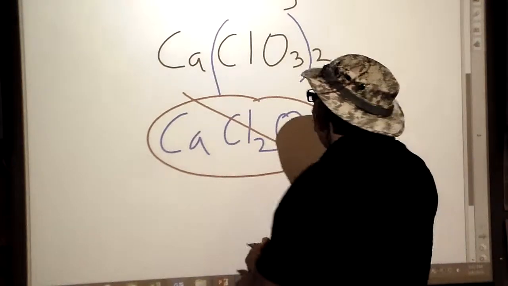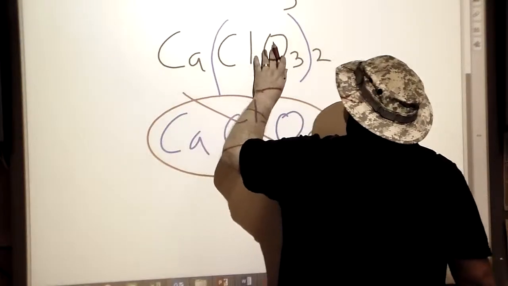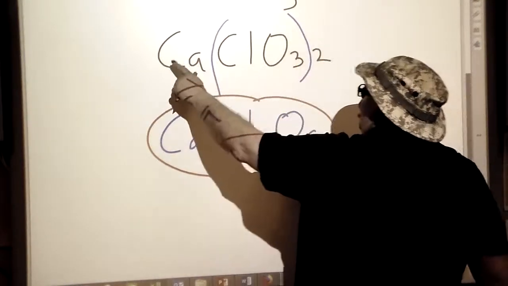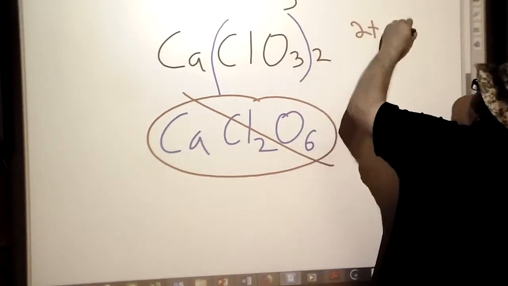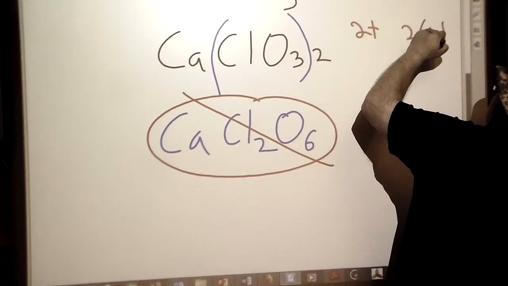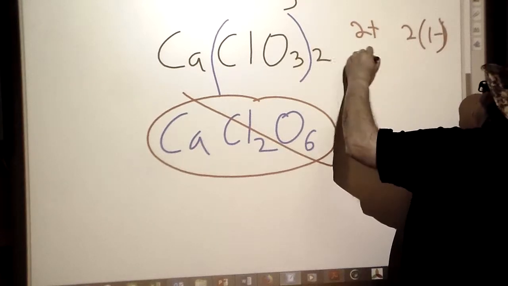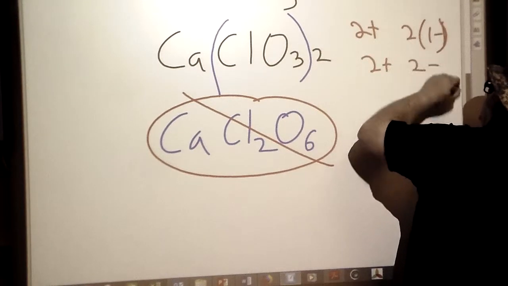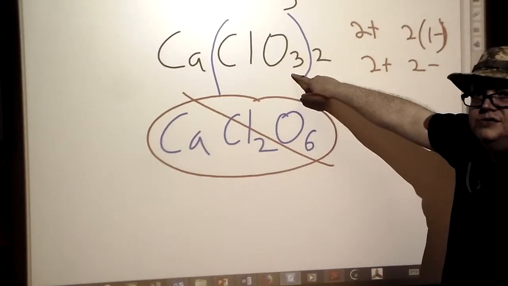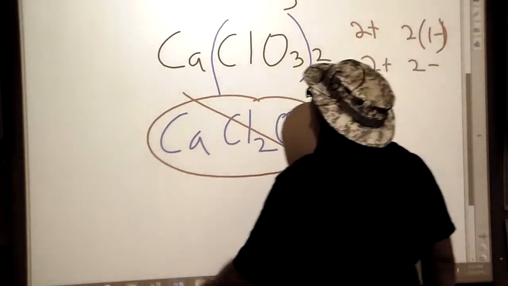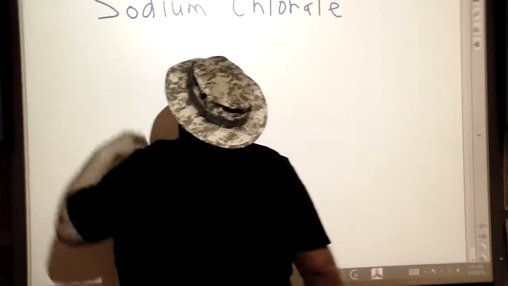Now, how do I check for charges? I've got a +2 here with my calcium, and I have 2 times a -1 with the chlorate. So that gives me a +2 and a -2. They add up to 0. This is a balanced formula. All right, let's move on to the next one.